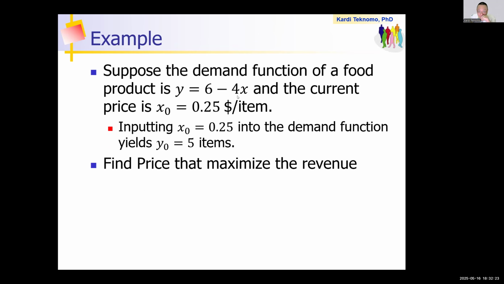For example, you have a simple linear demand function. Y is the demand, so 6 minus 4x, where x is the price. The current price is x0, 0.25 per item. Let's put this into numbers. If you put 0.25 in here, 4 times 0.25 becomes 1, right? So 6 minus 1 is 5. So you get y0 is 5. Then you want to ask, can I maximize my revenue?